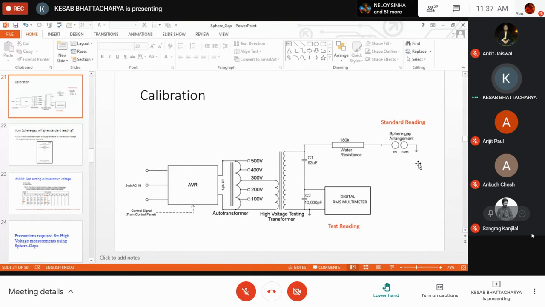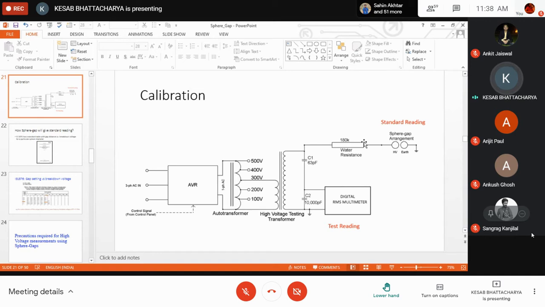In order to restrict the flow of high value of current when an arc strikes between the two spheres, that is, ionization or breakdown of air occurs between the two spheres, in order to restrict the current flowing through the circuit, we have to put a certain value of high resistance in the circuit, and that is mentioned in the IS. The value should be within 100 kilo ohm to 1 mega ohm.